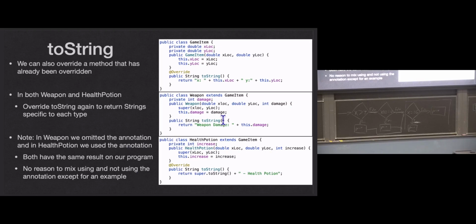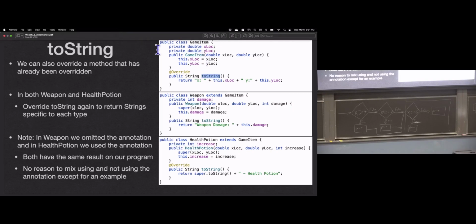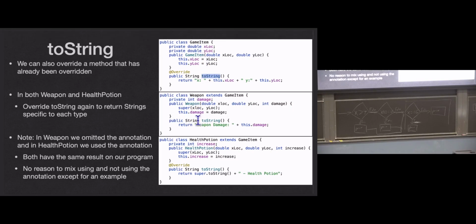So with this, we're going to override toString in the weapon class, and it's going to return this weapon damage plus this dot damage. So we call this through the weapon class. We search for toString, we find this, and this is the method we get. Even though we inherited this method, and GameItem inherited the method from object and overrode it, so we kind of have 3 definitions of toString from the weapon class. Only one of them is ever seen. This is the only one that'll ever be called.